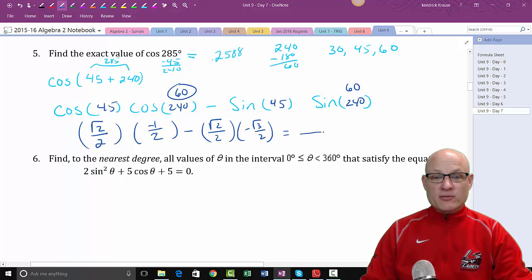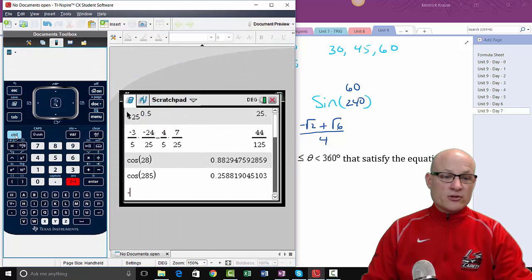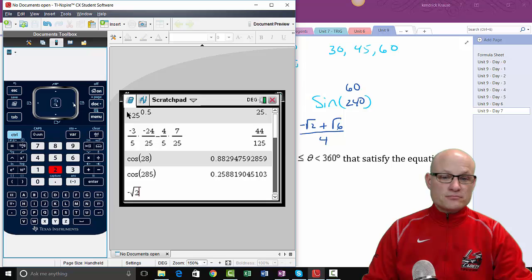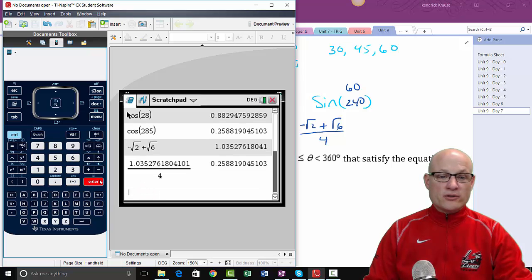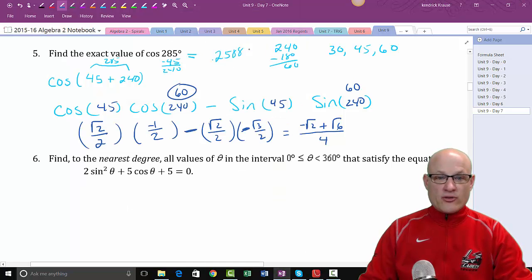So if I take all this stuff, put it in my calculator, this is square root of 2, this is negative radical 2. Negative and a negative make a positive, plus the square root of 6 all over 4. Now, if I take that thing and put it in my calculator, I'm just going to do negative radical 2 plus radical 6, enter, divide by 4, enter. I get 0.2588, the same number I get up here, I get down here. So although this was stupid to do, I now know I have 100% the right answer.